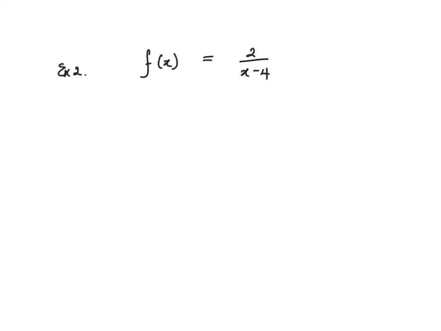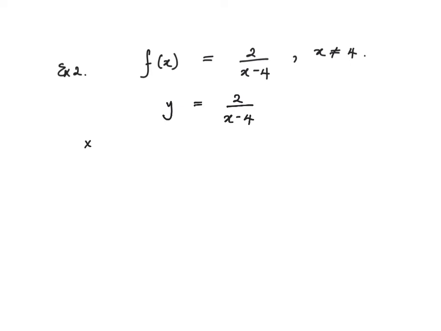Here's a second example. f of x equals 2 over x minus 4. What we might see is x is not equal to 4, which is to say x can have any value. x is a member of the set of real numbers, but x cannot equal 4. When x equals 4, the bottom line is 0 and the function is undefined. So change f of x to y.